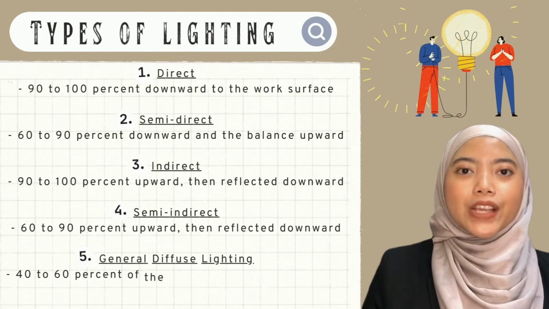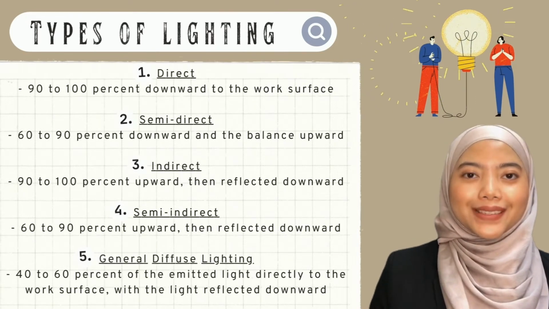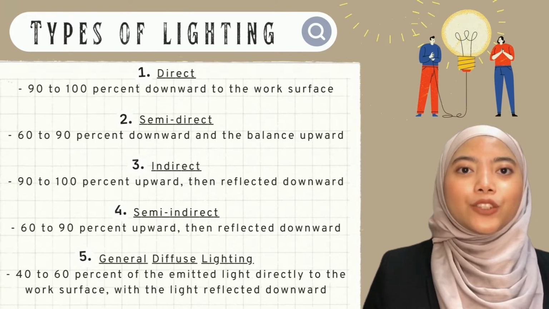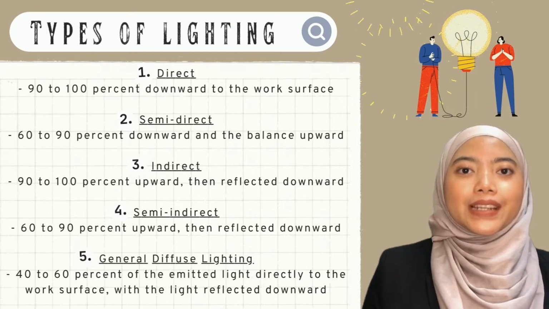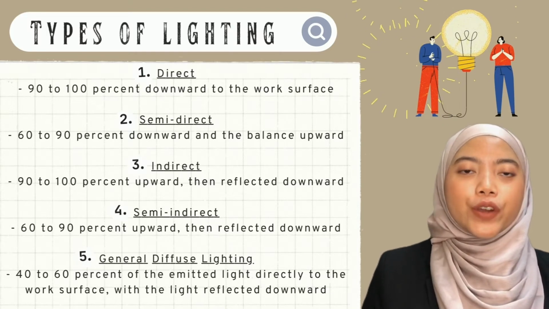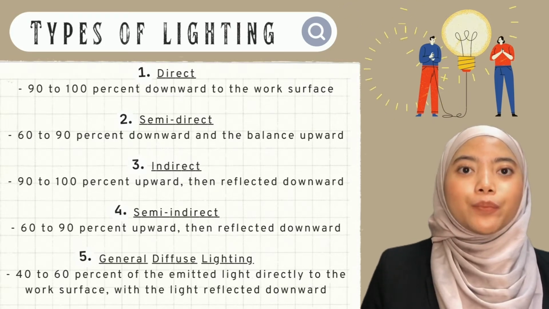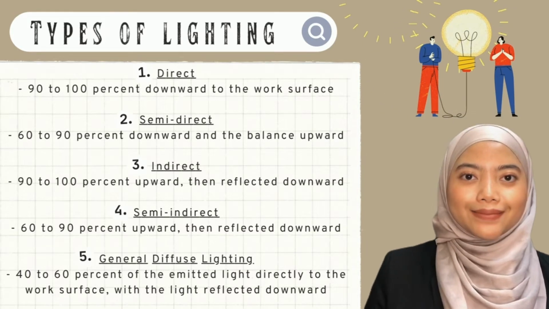Here, I am going to explain the types of lighting systems, which consist of 5 types. First, direct. In a direct lighting system, 90 to 100% of the illumination goes downward to the work surface. This type of lighting is used to create a sharp contrast between light and shadow. However, the placement of the fixture or brightness of the light can be adjusted.